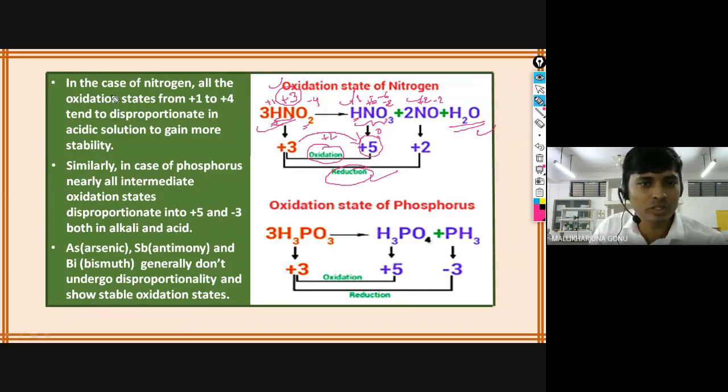So why are we studying nitrogen here? In the case of nitrogen, all the oxidation states from +1 to +4 tend to disproportionate in acidic solution. This is most important. If you don't put in the acid or base, then this reaction doesn't take place. We know the most stable oxidation states of nitrogen are +5 and -3. So +3 is not that stable in the case of nitrogen. That's what happens if you put it in any solution, acidic or basic, especially acidic in this case.